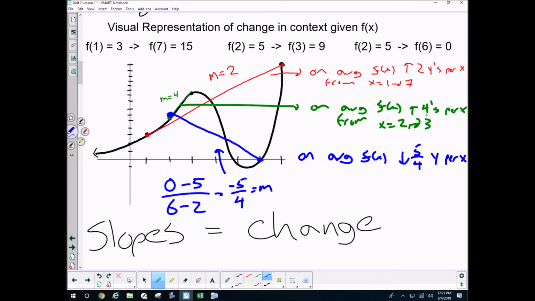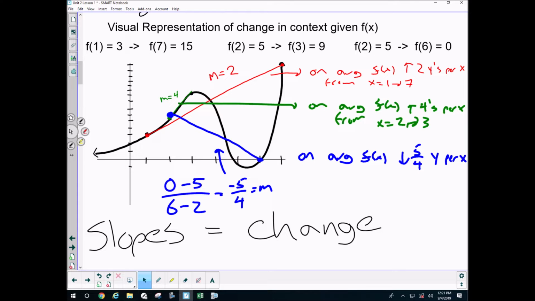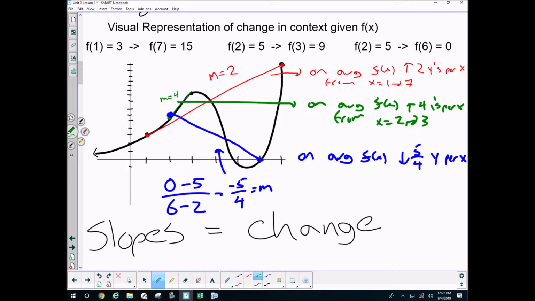I didn't really say up 4 y's. I said up 4's. My bad about that. Up 4 y's per x. Okay? Negative slopes mean I'm going down on average. My function is trending downwards. Positive slopes, my function's going up. Slopes that would be horizontal, that slope would be 0, right? 0 slope means I've gone up as much as I've gone down from one point to another, okay?